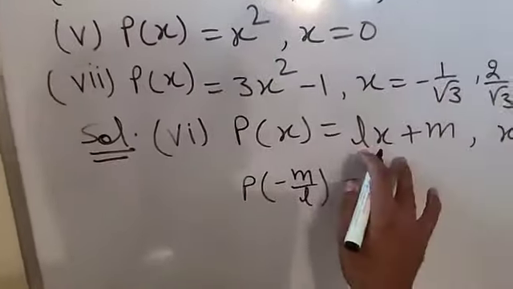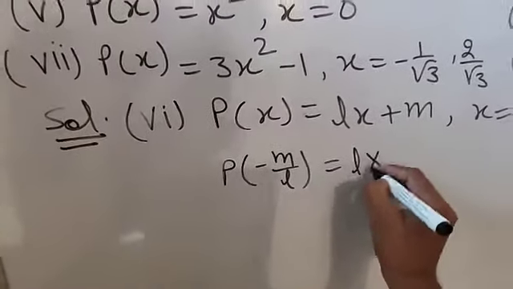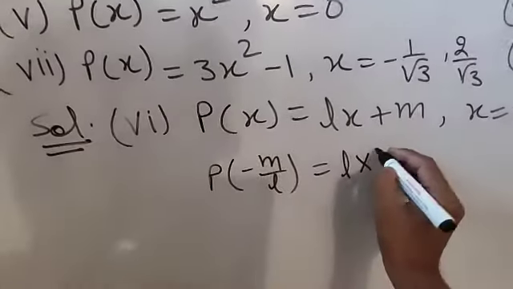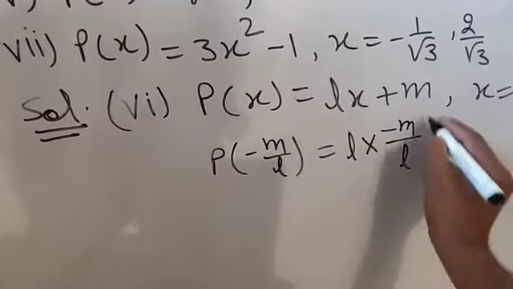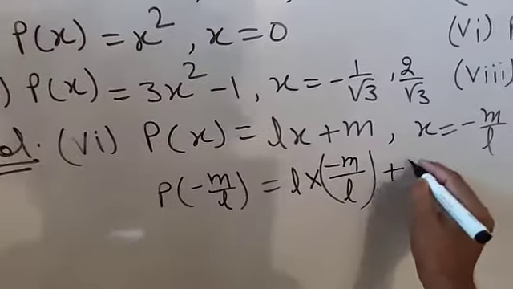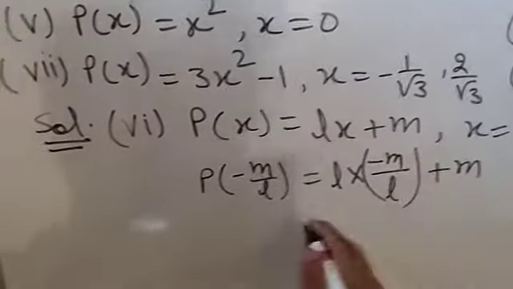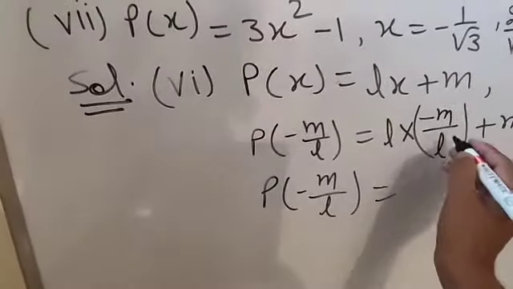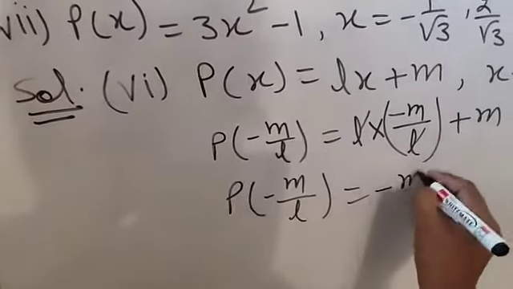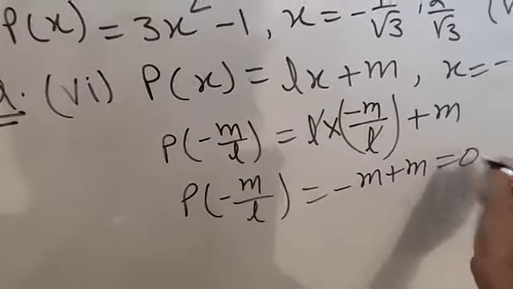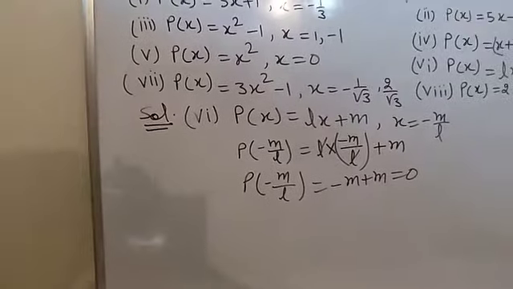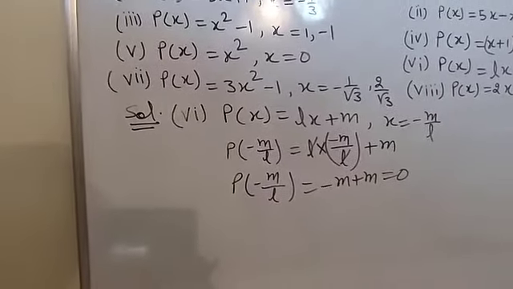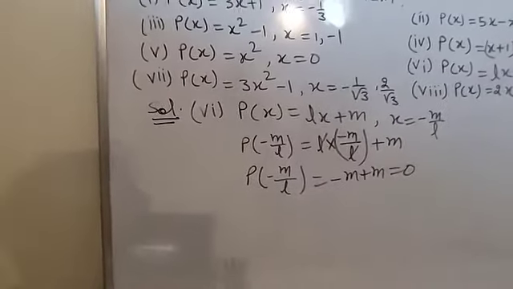So it is equal to l, l will be as it is, multiplied by x, and x will be replaced by -m by l. So it is equal to l into -m by l plus m. m will be as it is. So p(-m by l) equal to, l and l will be cancelled. It will be -m plus m, and it is equal to 0. So here you are going to get that at x equal to -m by l, the value of the polynomial is 0. It means x equal to -m by l is the zero of the polynomial.